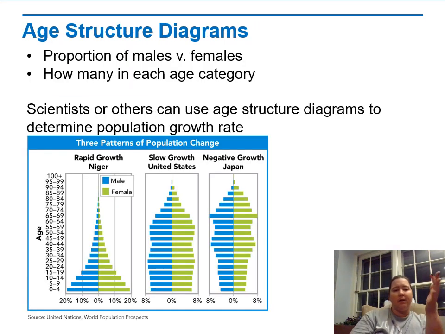And last but not least, I wanted to talk about age structure diagrams. Age structure diagrams look like really kind of complicated bar graphs. Basically, you have two bar graphs smashed up against each other along this center line, and you can see here we've got blue on one side and green on the other side. The blue are our males, the green is our females. For each one of these graphs, we've got males on one side, females on the other.